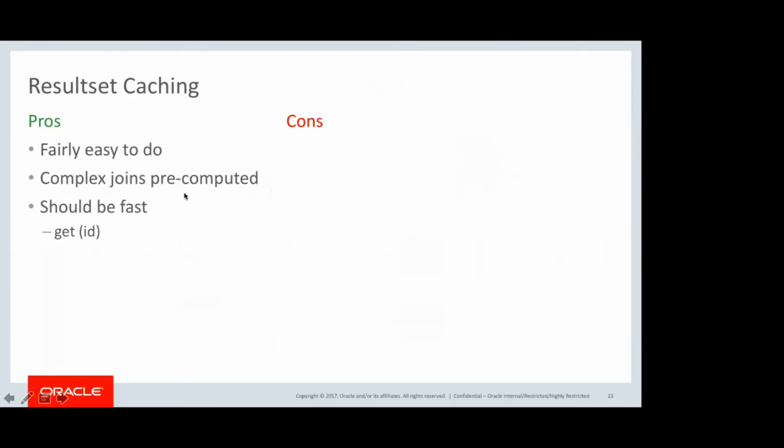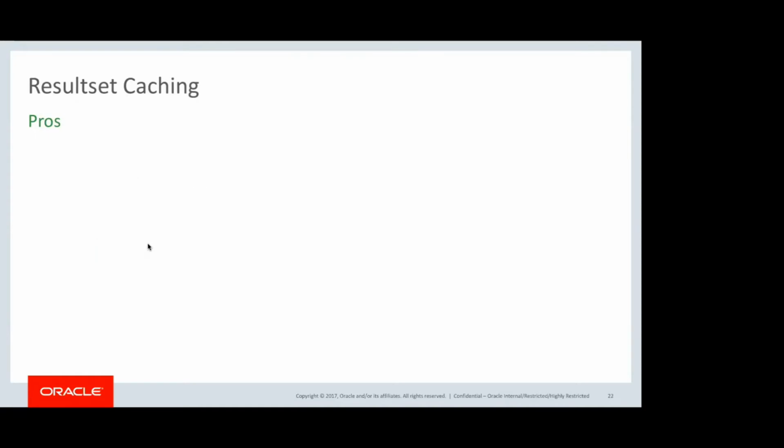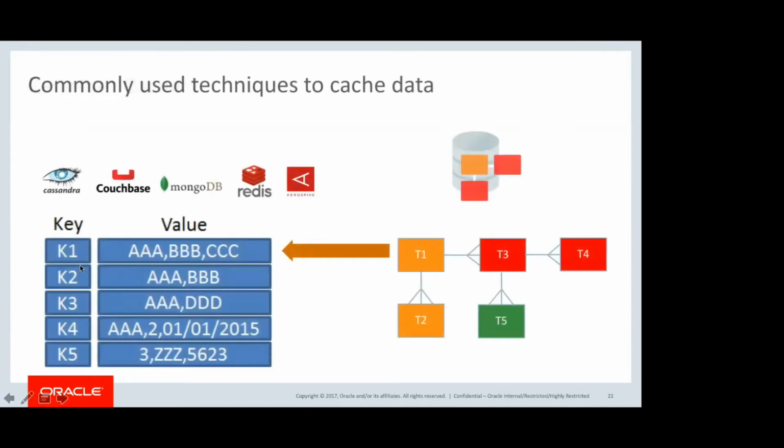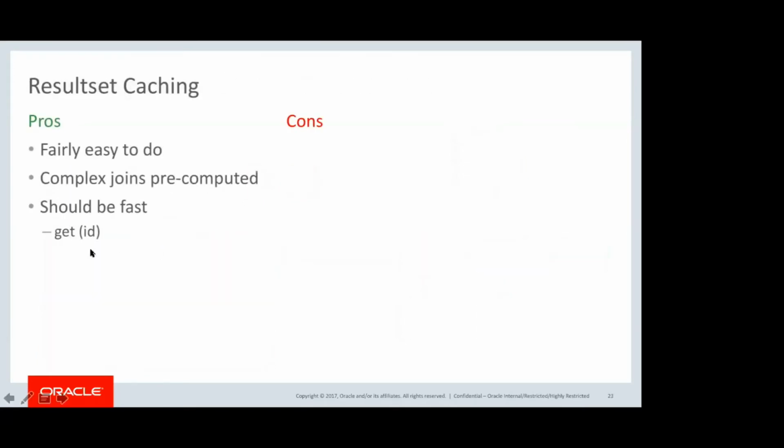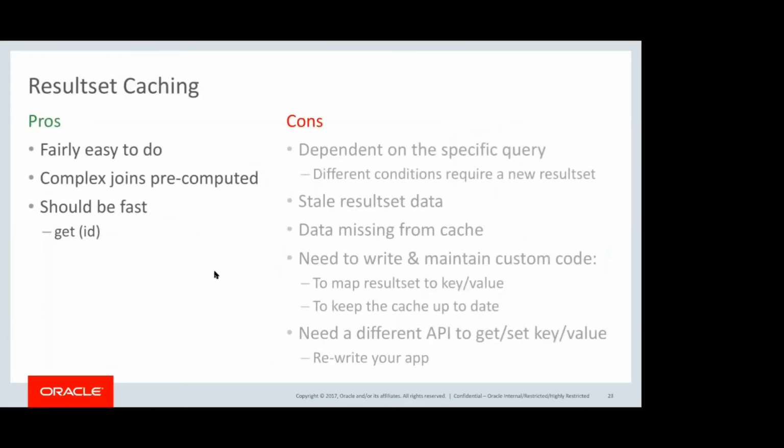So you're sort of pre-computing it, and in theory it's fast because given a key, you can look up the value. In theory it should be fast, but there are problems. The data you've cached is very dependent on the query that you created at that point in time.